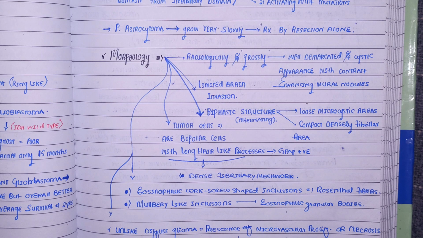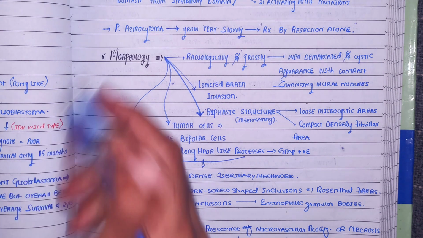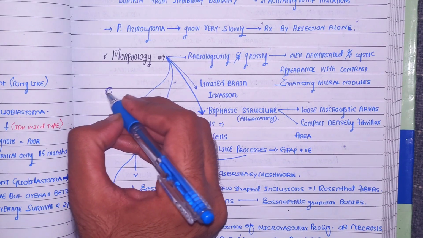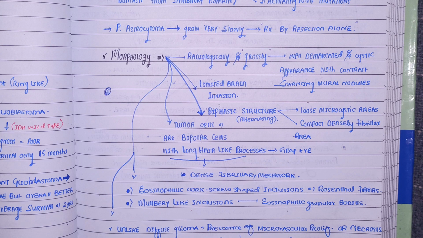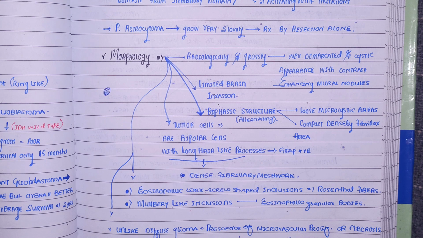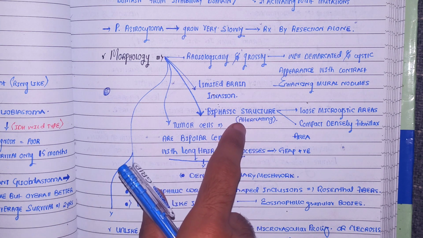On CT MRI पे there are contrast enhancing mural nodules, kind of like this. काफ़ी well demarcated tumor होता है तो mural nodules के जैसी appearance आती है, contrast enhancing appearance आती है, ठीक है? The invasion is very much limited brain invasion because it is not an infiltrating variety. And this tumor has got a biphasic structure. This is the very important point that is differentiating this tumor from other varieties. Biphasic structure which is alternating.